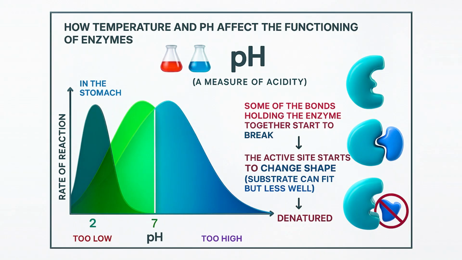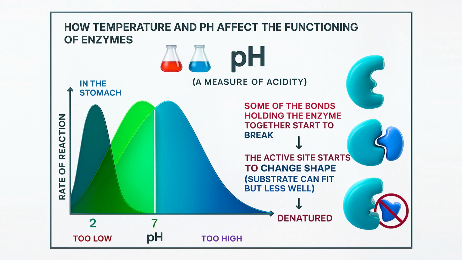Initially, this change might be small, allowing the substrate to still bind, although less effectively, which slows down the reaction. But if the pH becomes even more extreme, the shape of the active site may change so drastically that the substrate can no longer fit at all. At this point, the enzyme is considered denatured and becomes permanently inactive. Each enzyme has its own optimal pH, which depends on the environment it is naturally active in.